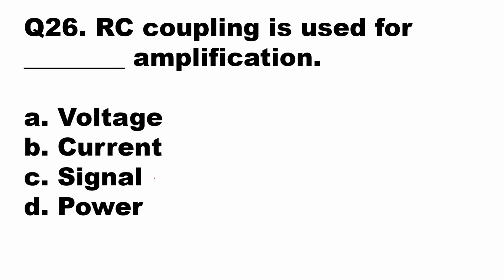Then we'll go to see, RC coupling is used for what type of amplification, whether it is voltage amplification, current amplification, signal amplification, or power amplification. Okay. Now, when we studied RC coupled amplifier, we studied it under the category of small signal amplifiers. And small signal amplifiers are ones which concentrate on amplification of voltage. So here, option A, voltage, will be the right answer. So RC coupling is used for voltage amplification.